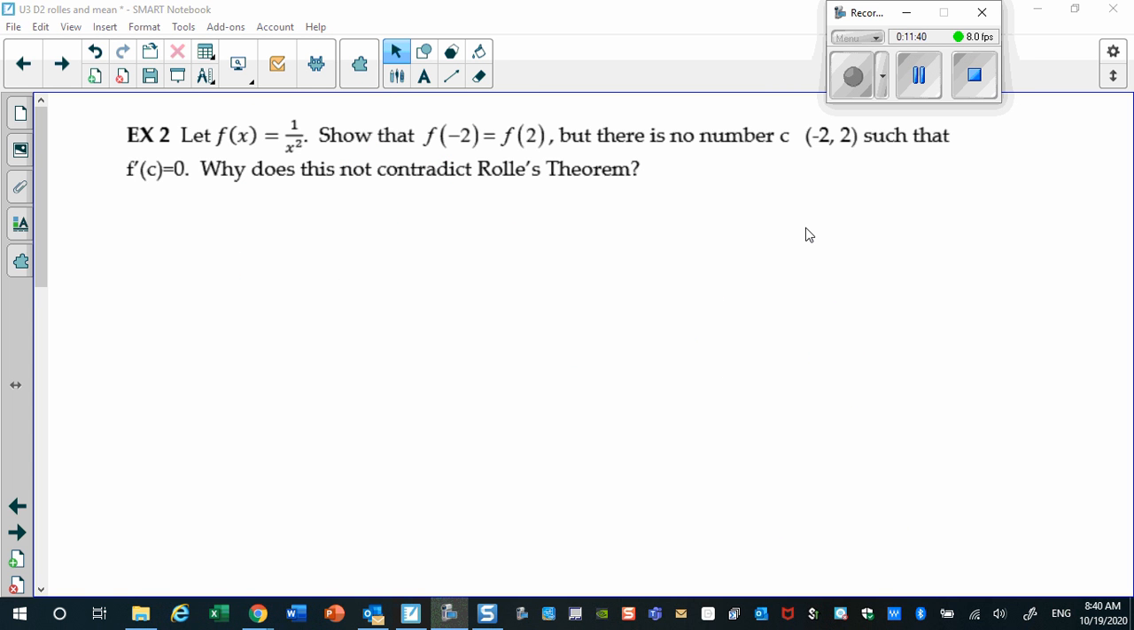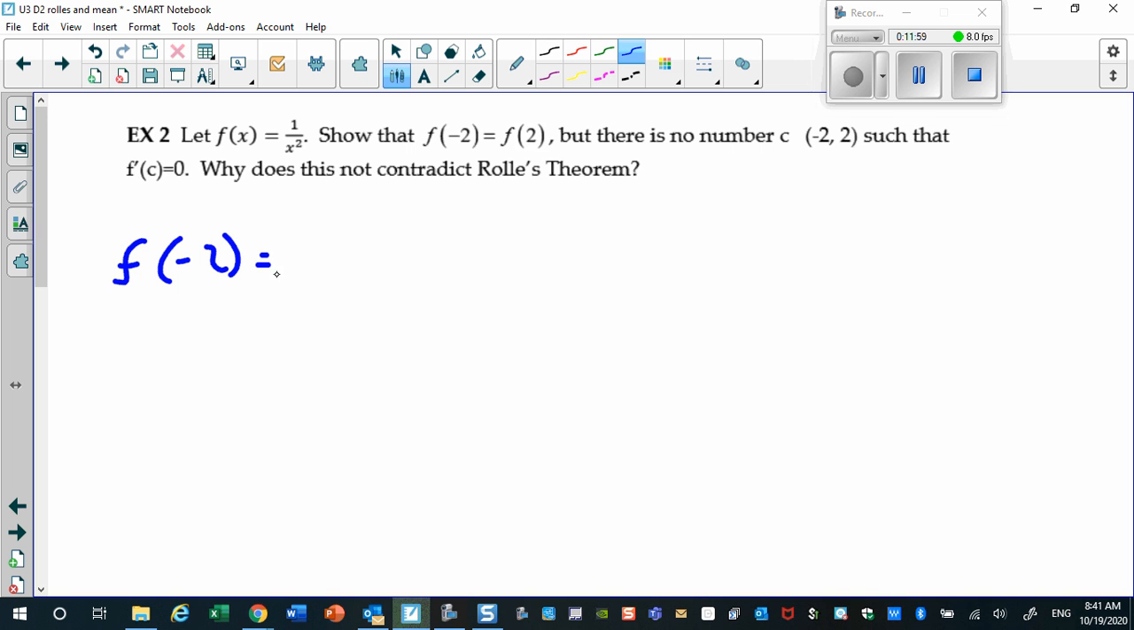Here's my next example. It's actually technically example 3. Let f of x equal 1 over x squared. Show that f of negative 2 does equal f of 2, but why there is no number c such that f prime of c equals 0? So let's figure this out. And why does that not contradict?